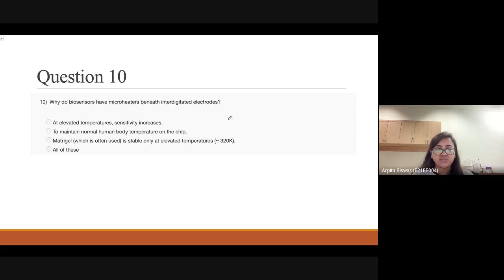Why do biosensors have microheaters beneath the interdigitated electrode? First option is at elevated temperature, sensitivity increases. Second option is to maintain the normal human body temperature on the chip. And the third option is that the material, which is often used, is stable only at elevated temperature, 320 K. And the fourth option is all of this. So please go through the question carefully and try to solve the answer.